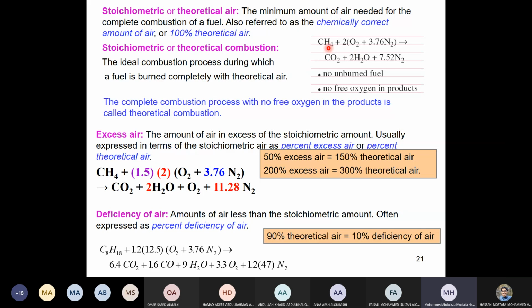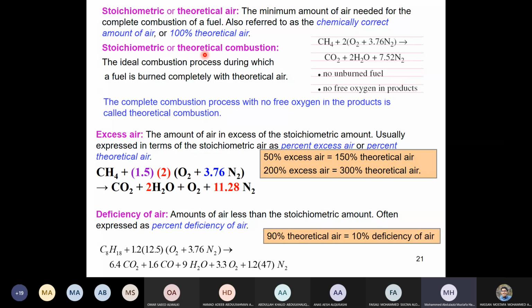This is an example here. CH4 plus 2O2 multiplied by (1 plus 3.76). This will give us CO2, and hydrogen will give us H2O, and then we have no extra oxygen here, no extra fuel here. So there's no unburned fuel, there's no free oxygen in the product. This is what we call here theoretical or stoichiometric.